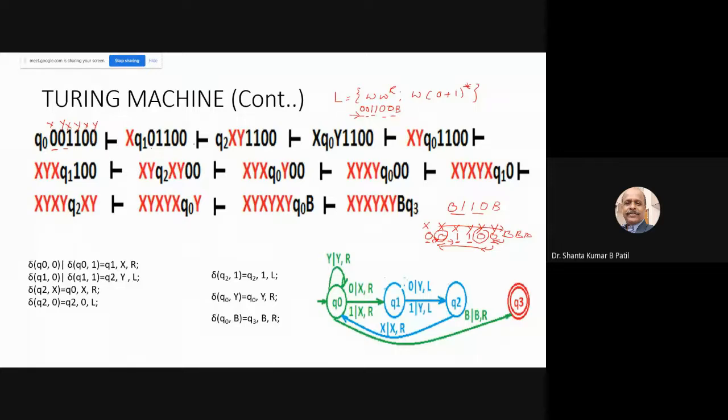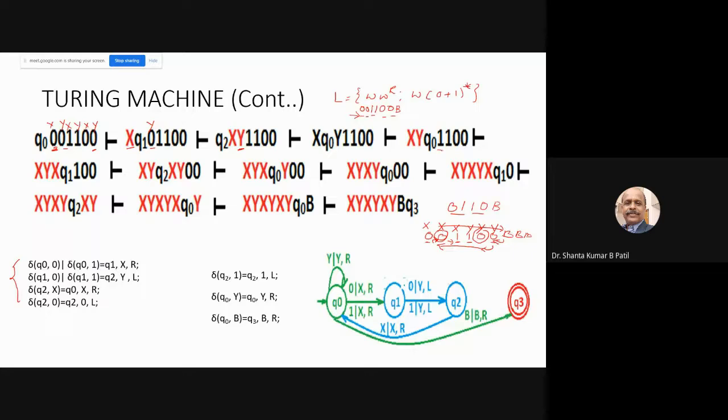Whatever ID you are writing now, according to that you can get the transition functions. See, what assumption I made, this is equal to this. How do you write this ID? According to this ID, you can have the transition functions. Okay, so Q1 comes across the first 0, it is X. This 0 is equal to this 0, so this is replaced by Y. You can find here.